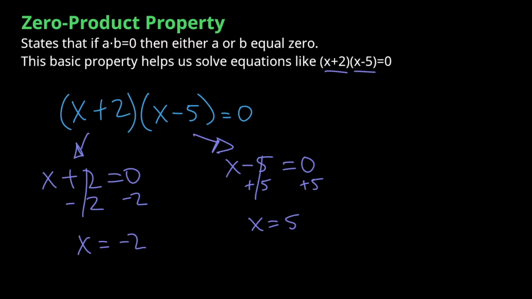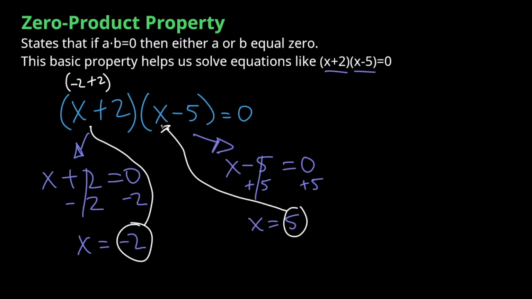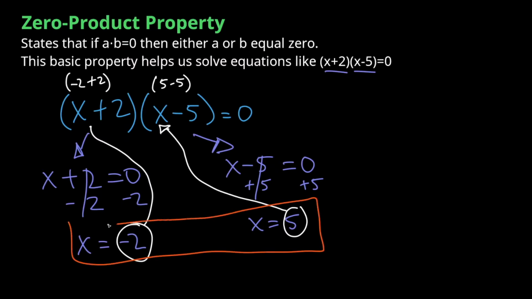And what happens is that when we plug in negative 2 up in here, we get negative 2 plus 2, which is 0. So we end up getting 0 times this number. Likewise, if we plug in 5 for x here, we get 5 minus 5, which is 0. So we get 0 times whatever this is, and that makes it a true statement. So our final answer would be x equals negative 2 and x equals 5.